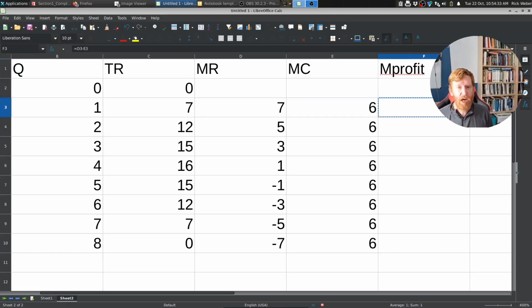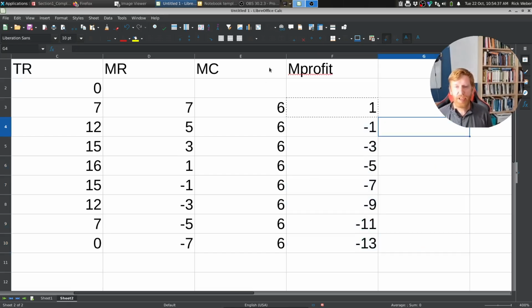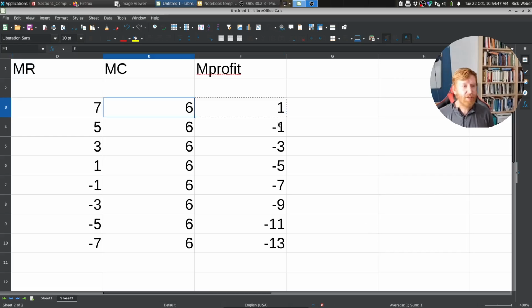Our marginal profit is positive here, but eventually we want to stop. Sorry, you can't see that. So again, this is a simpler version of the story we're telling. If we just have this constant marginal cost of $6 per unit, then we want to stop before we get too far. Let's play around with this a little bit.